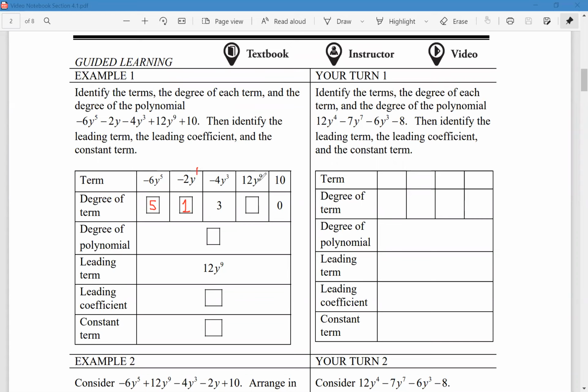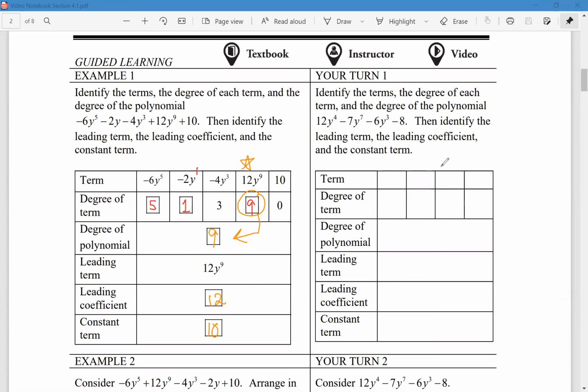The next one's been done for us. 12y to the ninth has a degree of 9, and then our constant term of 10 has a degree of 0. So comparing all of those degrees, the highest one is 9. So therefore, the degree of the polynomial is 9. That means that 12y to the 9th is the leading term. That's filled in. The 12 is the leading coefficient. And then the constant term is the one that doesn't have a variable on it, which is 10.